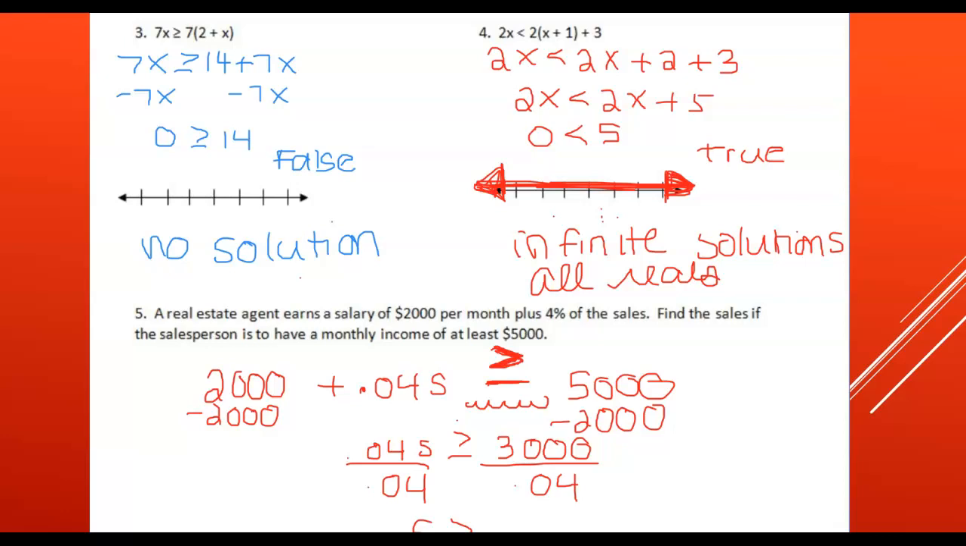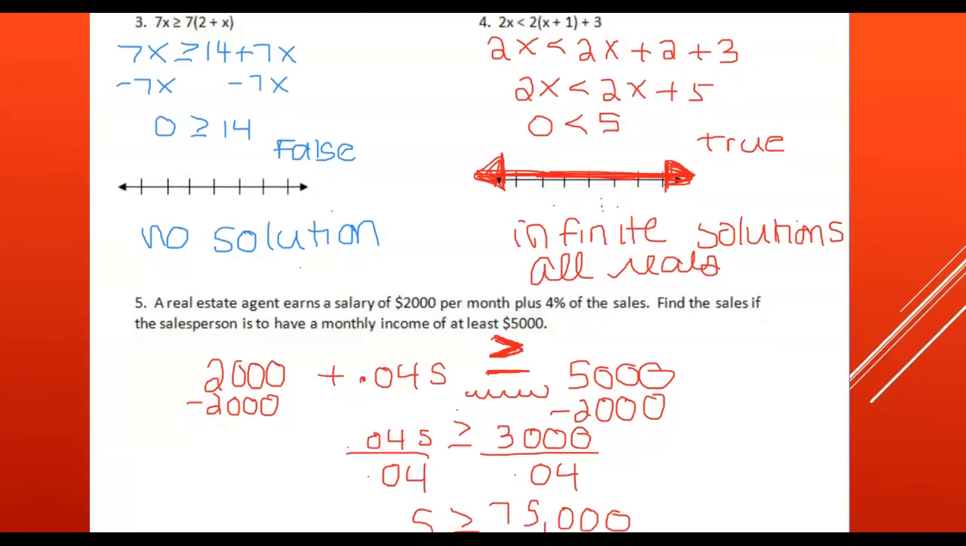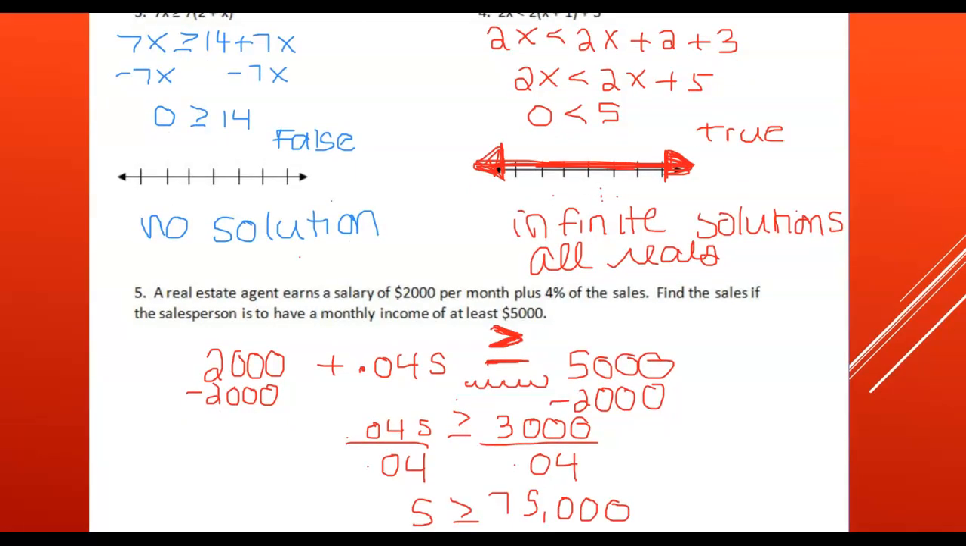So 3,000 divided by 0.04, sorry, is 75,000. So what that means is they need to sell $75,000 in whatever they're selling to make their monthly income. Okay, take a minute, read the next one.